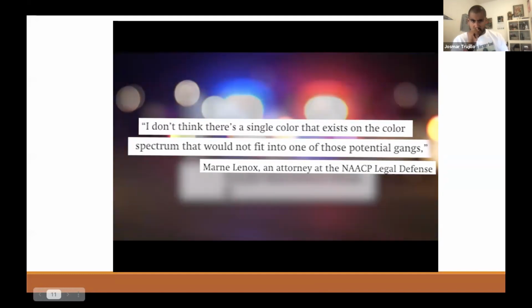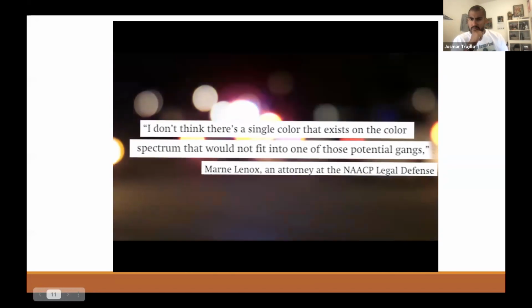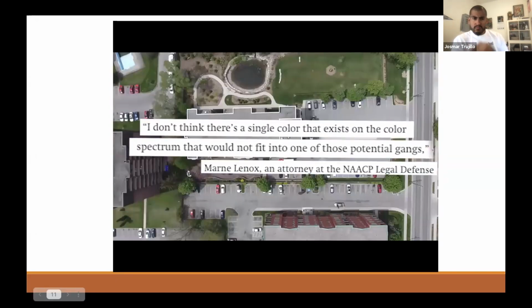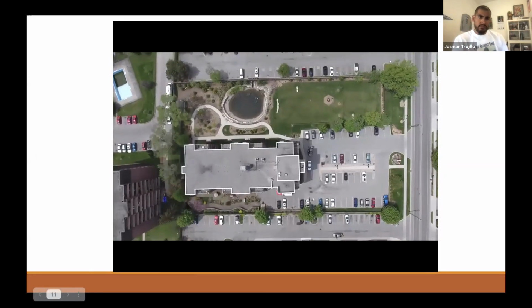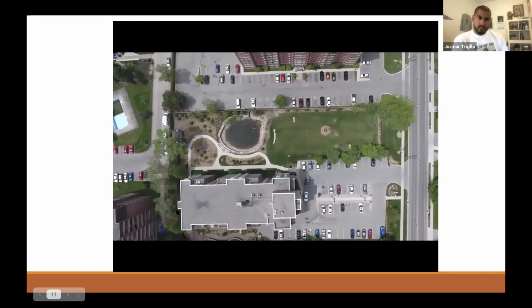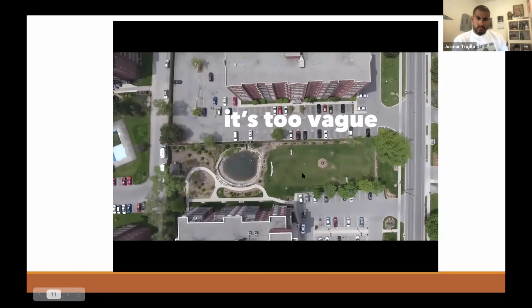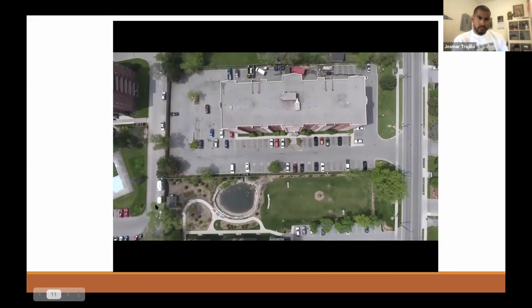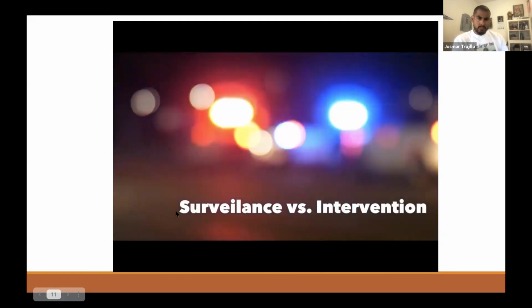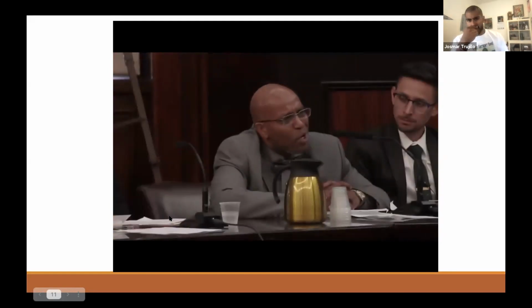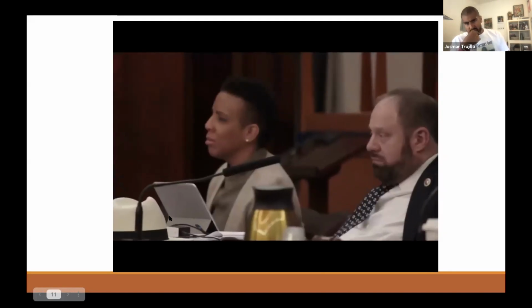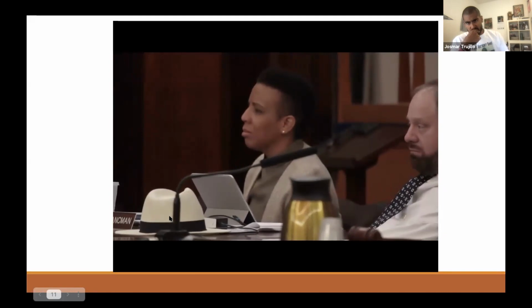You can kind of see where people get a little bit uneasy about this. A known gang location can be the projects, or a bodega, or a basketball court. This is one of the biggest criticisms against it. It's too vague. Living in these neighborhoods, anyone can be a gang member. How do you surveil a community for 4 years and do no type of intervention?